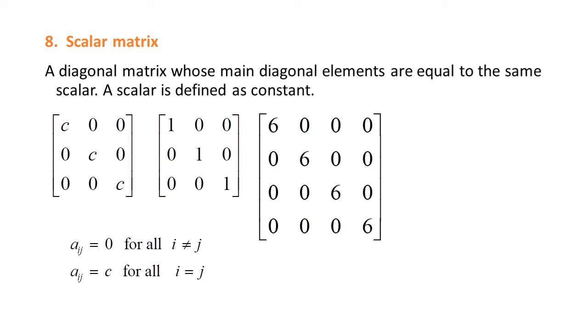So we can make a general rule: Aij is equal to 0 for all i not equal to j. Aij is equal to C for all i equal to j.